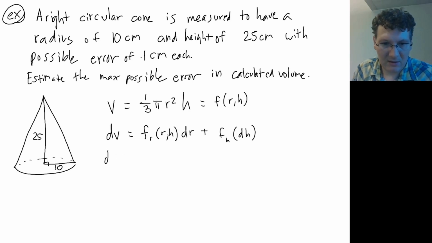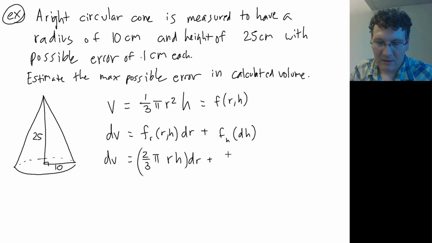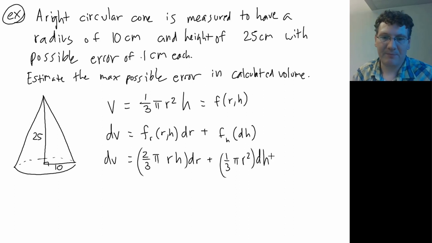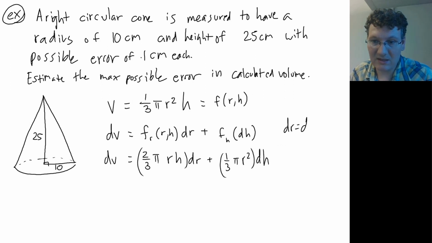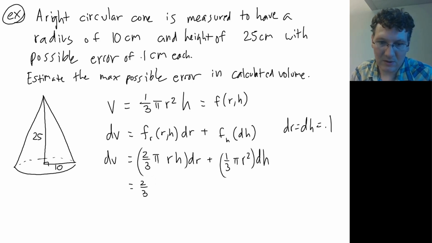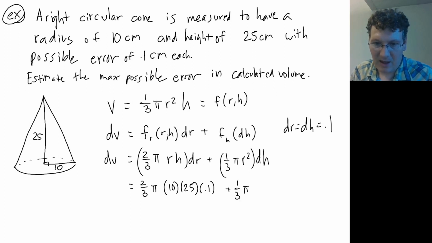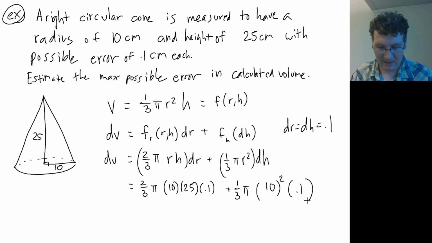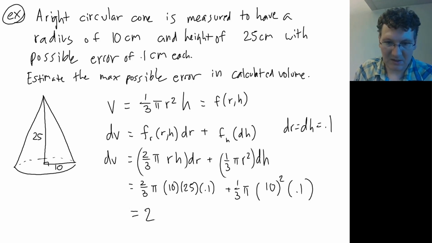Writing this out, dV, the total differential, is going to be the derivative with respect to R. Well, the 2 is going to come down, so it's 2/3 pi times RH dr, plus the partial with respect to H, which is just 1/3 pi R squared dH. Now we're going to plug in the values where dr equals dH equals 0.1. Those are the differentials in the two dimensions. So we have 2/3 pi times 10 times 25 times 0.1 plus 1/3 pi times the radius of 10 squared times 0.1. Just multiplying that out, this comes out to be 20 pi.